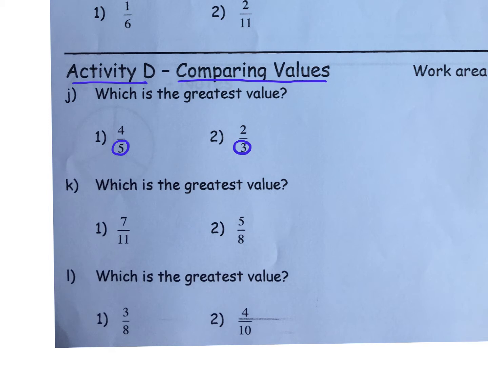Let's start with letter J. Which is the greatest value? We're going to take 4/5 and divide 4 divided by 5. And 2/3, we will take 2 divided by 3. Take a moment, pause your video, and convert both of those to decimal form. When you're ready, turn it back on.